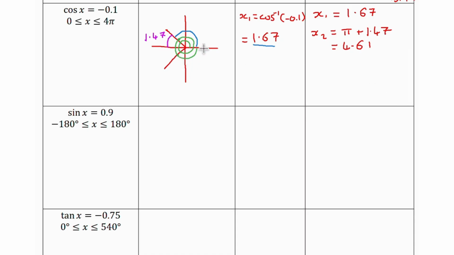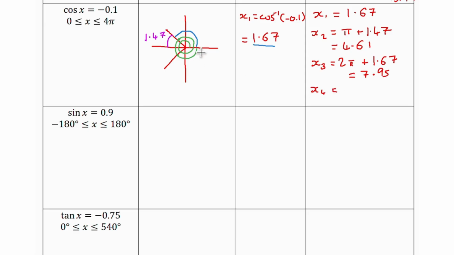Next, I'm going to go all the way around to get to the next one, which is going to be 2 pi plus that blue angle would work. So x3 will be 2 pi plus the blue angle, which is 1.67. I can do that. 2 pi plus 1.67 gives me 7.95.